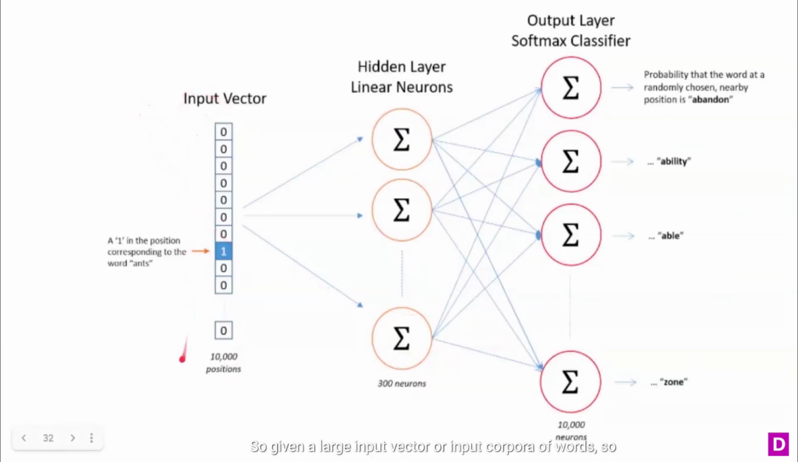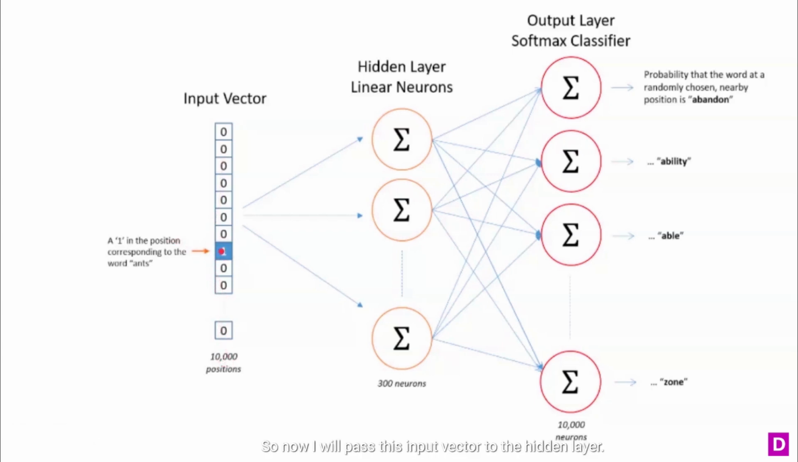Given a large input corpus of words, say 10,000 words, suppose I want to train this entire neural network. I have to convert the input data into a one hot encoded vector, right? Here I have taken the word ants. Ants is the word I am going to pass to the shallow neural network which I have created. For that, the input vector will be 0 in all 10,000 positions except where the word ants is present.